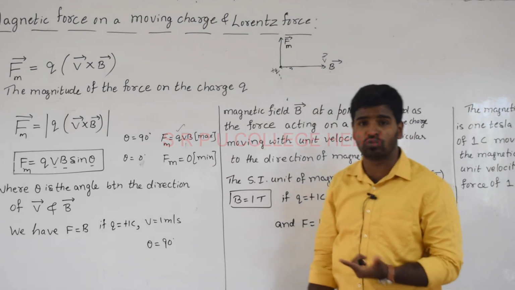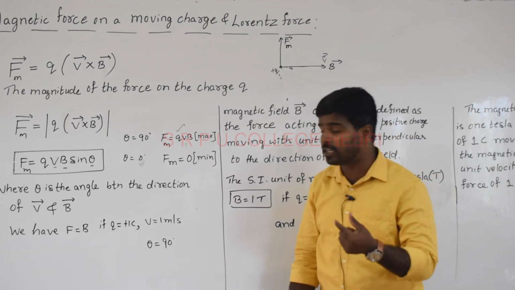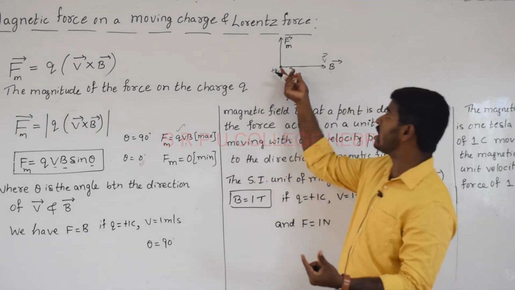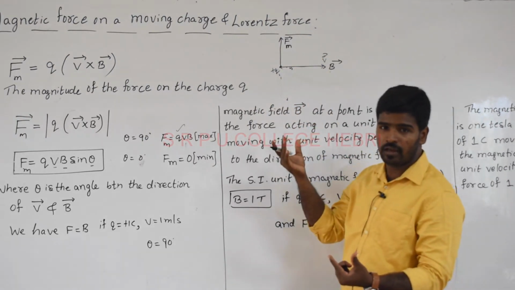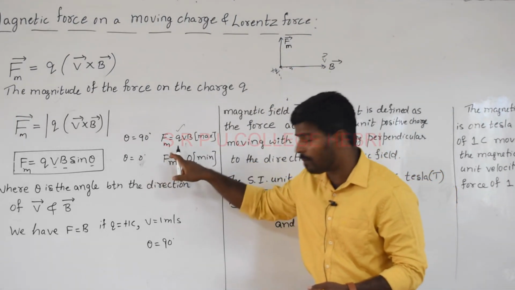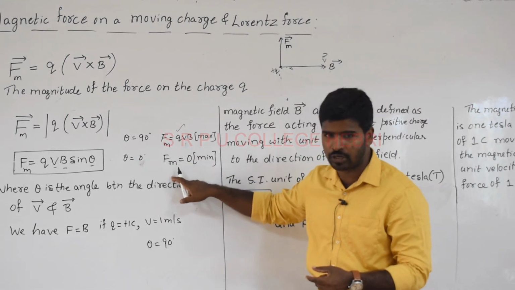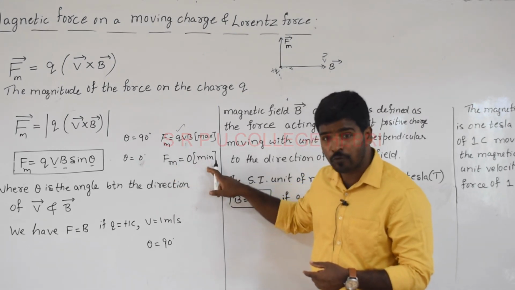What about the angle between the two components? The angle between the two components is equal to 0, isn't it? Is there any angle here? If we draw the two components together, isn't it so? Therefore theta is equal to 0 degree, the magnetic force experienced by the positive charge is equal to 0 and that force will be minimum.